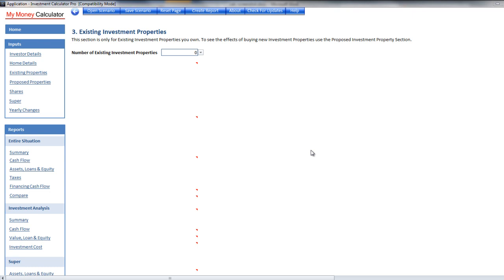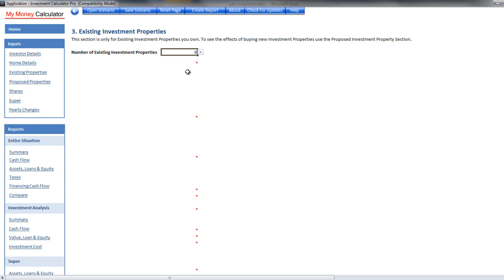And if you want to enter details for investment properties you are considering purchasing, you can enter the details in the Proposed Properties page. First up, we can choose how many existing properties we want to include. The calculator allows up to 5 existing investment properties and 5 proposed investment properties in any scenario. So you can look at scenarios with just 1 property, or 3 properties, or 10 properties for instance.